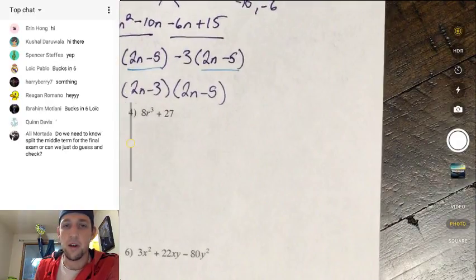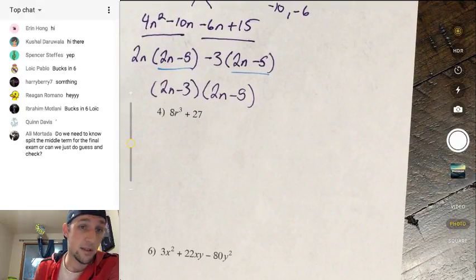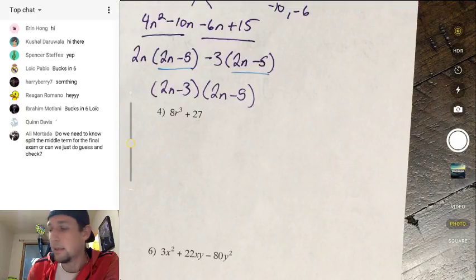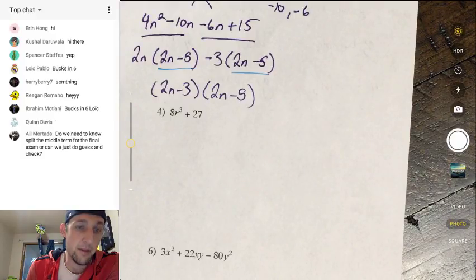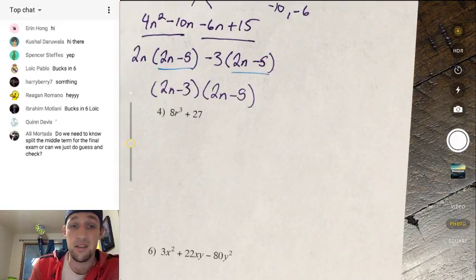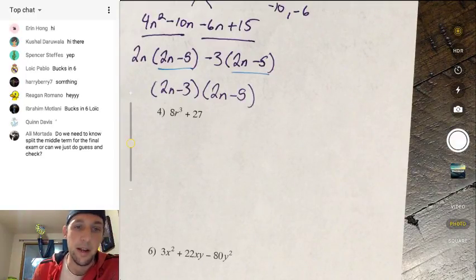Next, 8r cubed plus 27. Okay, this is cubes rule. I don't know why I put this fourth. This is kind of a pain for the fourth problem, but let's do it. Cubes rule: for it to work, it has to be a binomial, and everything has to be a perfect cube. It can be addition or subtraction. You'll notice 2 cubed is 8, and 3 cubed is 27, so that's a good sign. Like, this is for sure a cubes rule problem. It's a rule you're going to have to memorize.